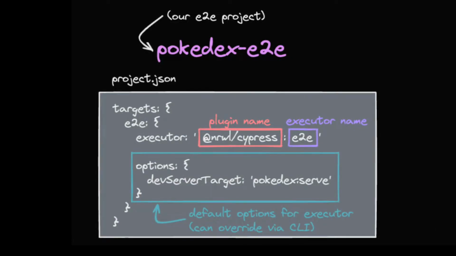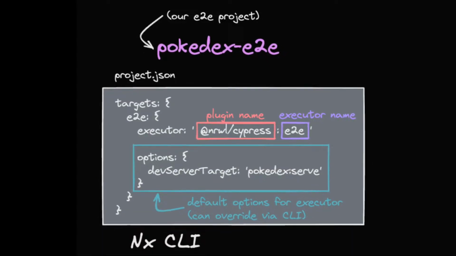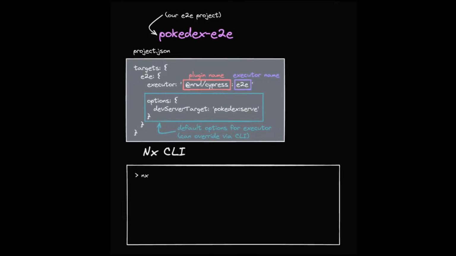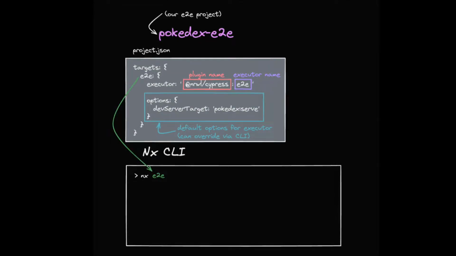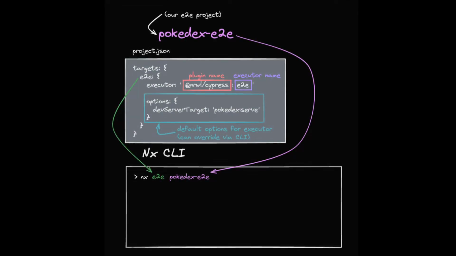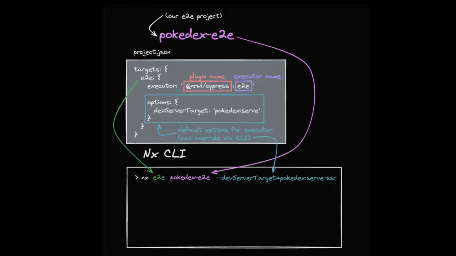The options that we see set for the E2E target here are also dictated by the nrwl/cypress plugin and provide a way to parameterize the executor to run in different modes. We'll use executor options later to create both an E2E and a debug target for Playwright using the same Playwright executor. Then to run our target via the NX CLI, we start with NX, and then we use the intended target name, followed by the project name, and finally, any option overrides to add.